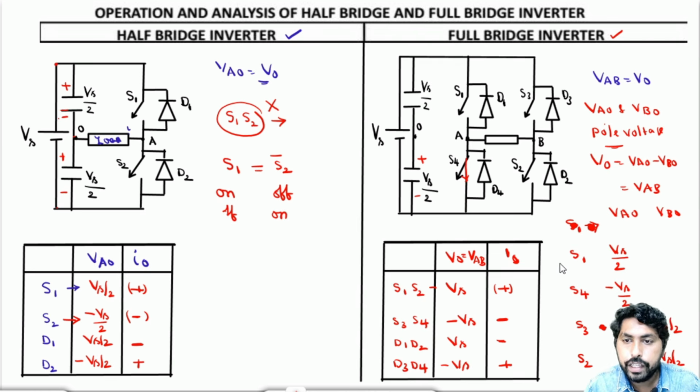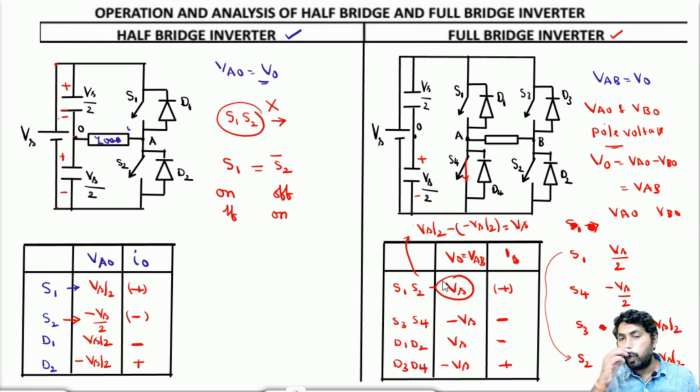For example, if S1 and S2 are closed, what about VAB? VA naught equals Vs by 2, and VB naught equals minus Vs by 2. So VA naught minus VB naught will be Vs. You will get the same value, so from the pole voltages also we can determine the output voltage. This is how we calculate the pole voltages.